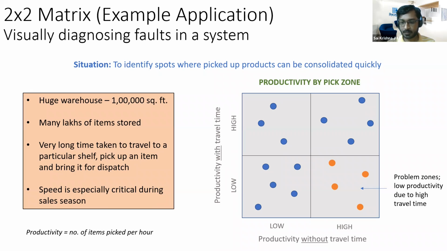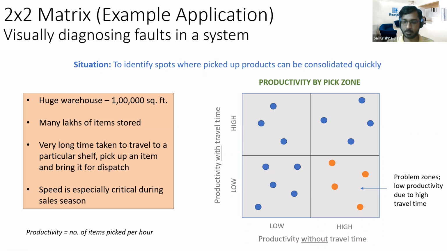For each of those storage zones, we calculate the productivity with the travel time and without the travel time, and we plot them as XY coordinates on this graph. Now, we have certain benchmarks of productivity. When the productivity is greater than 85 items per hour, it is high. If it is less than 85 items per hour, it is low.